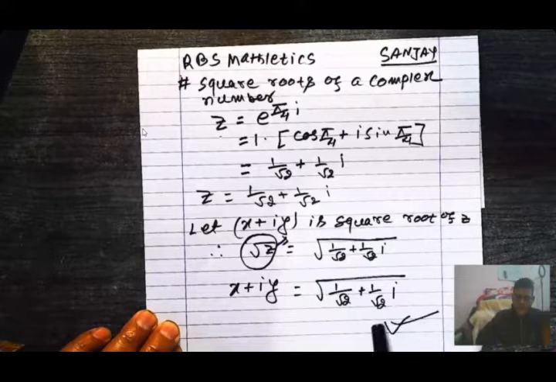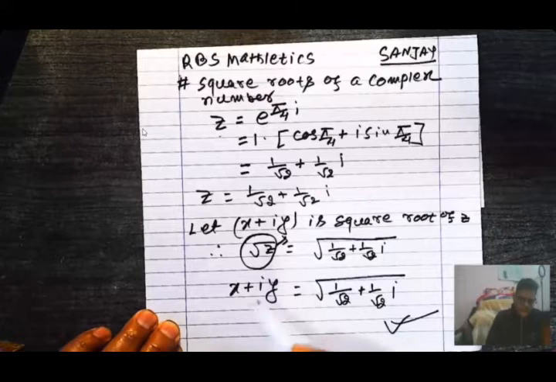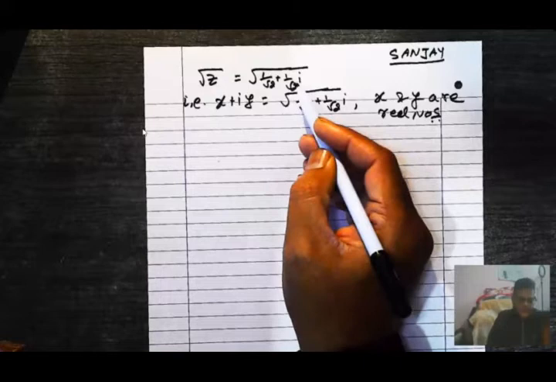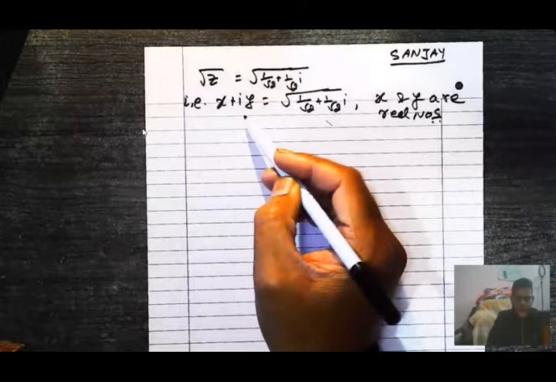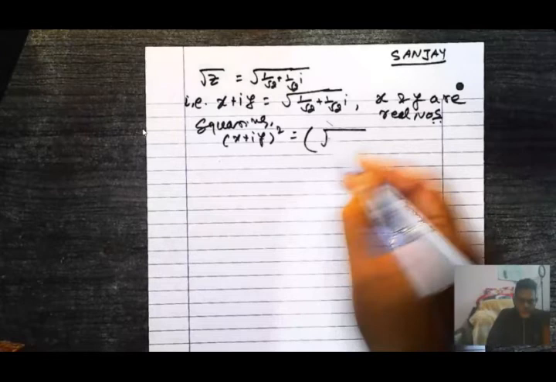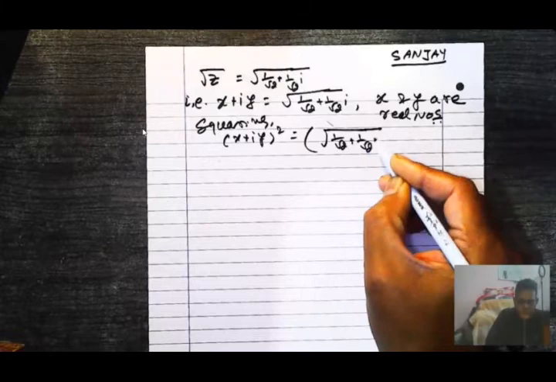That means if you get the value of x and the value of y, and you put back the values of x and y, you'll have a complex number which will be the square root of z. So we are interested in finding the square root of this complex number. Here we suppose the square root of the given complex number z is x plus iy. So we square both sides, which means x plus iy whole square equals the square of the square root of 1 by root 2 plus 1 by root 2 i. Now expand it, it's like a plus b whole square.